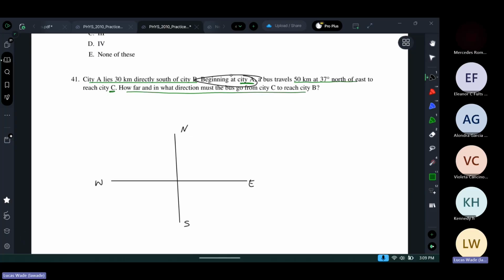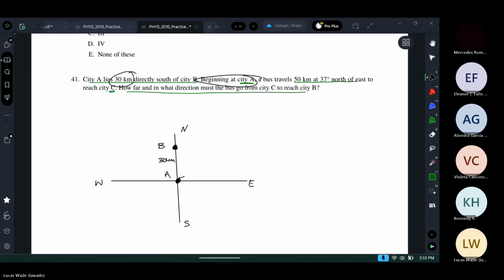And since it says beginning at city A, I usually like to take the origin as wherever I started this whole problem. So this is city A for me. Okay, that is 30 kilometers south of city B. That means city B is actually up here because A is south of it. And the last bit is from city A, the bus travels 50 kilometers at 37 degrees north of east. So this was 30 kilometers from right there.